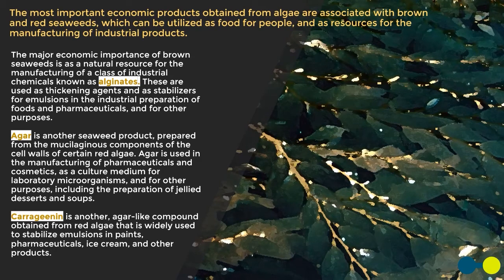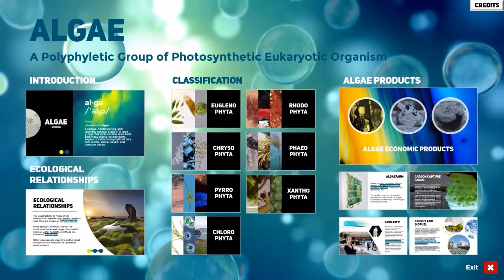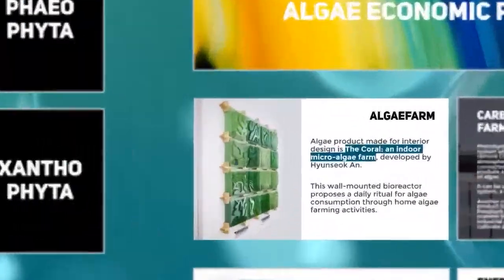Agar is another seaweed product prepared from the mucilaginous components of the cell walls of certain red algae. Agar is used in the manufacturing of pharmaceuticals and cosmetics, as a culture medium for laboratory microorganisms, and for other purposes, including the preparation of jelly desserts and soups. Carrageenan is another, agar-like compound obtained from red algae that is widely used to stabilize emulsions in paints, pharmaceuticals, ice cream, and other products.